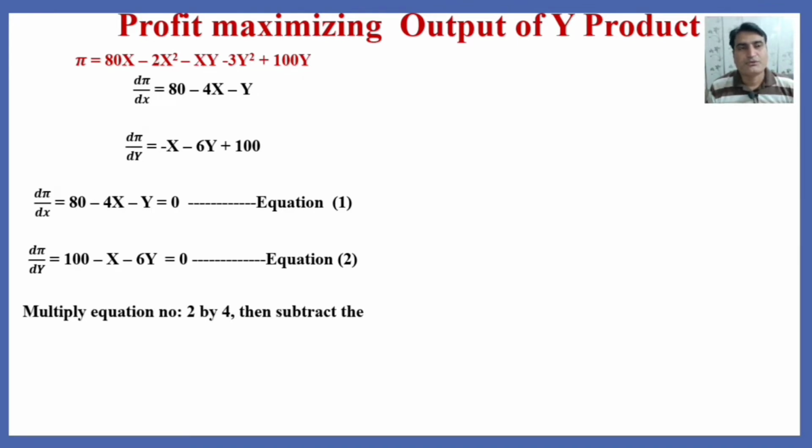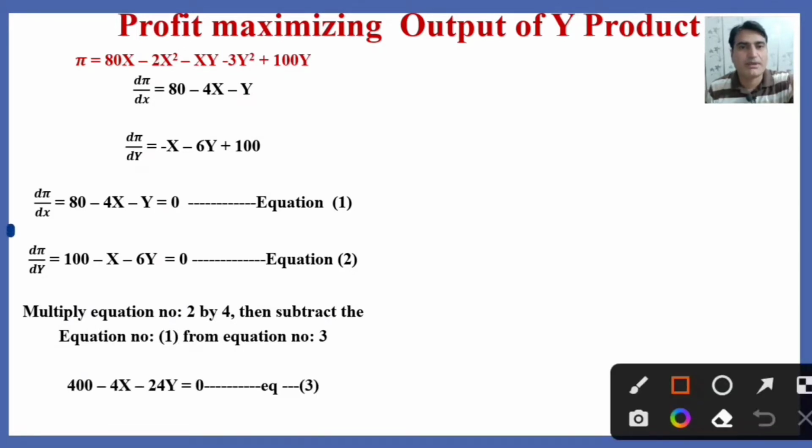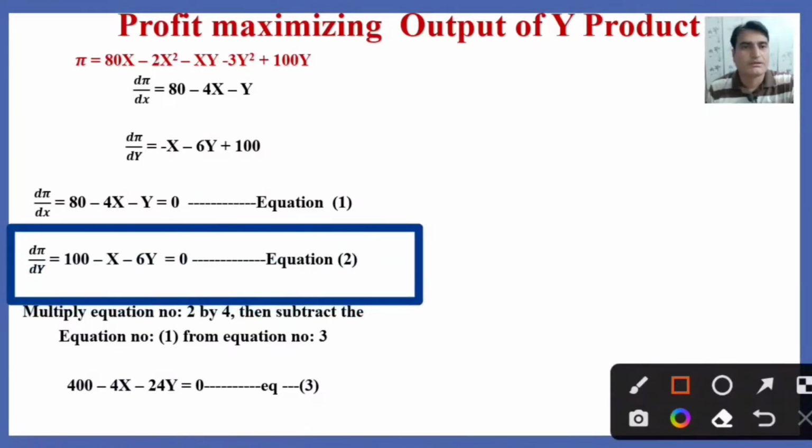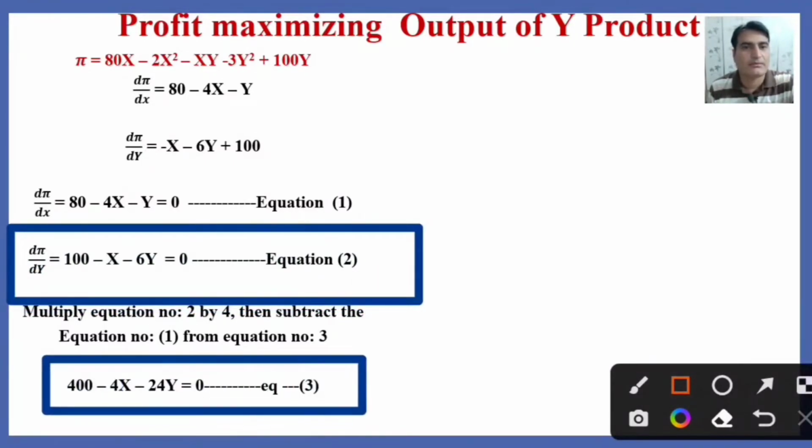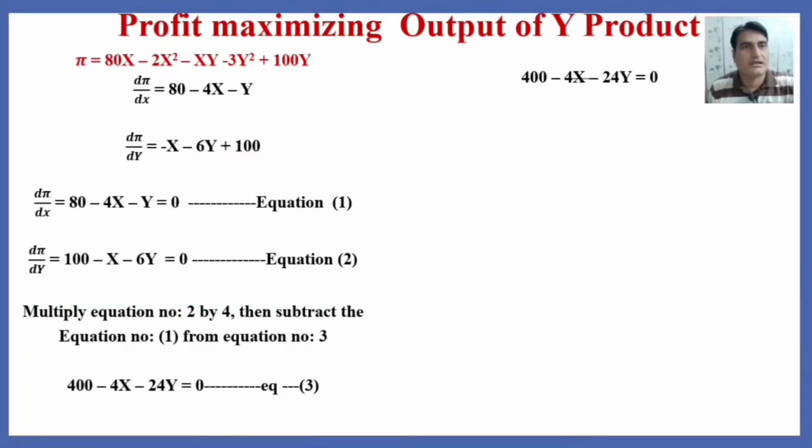So we have to solve these equations. Multiply equation number 2 by 4, then subtract equation number 1 from equation number 3. After multiplying equation number 2 by 4, the result is 400 minus 4x minus 24y, because we have to solve the simultaneous equations here. This is 400 minus 4x minus 24y equal to 0, and 80 minus 4x minus y. After changing the sign, we solve and get 320 minus 23y equal to 0.